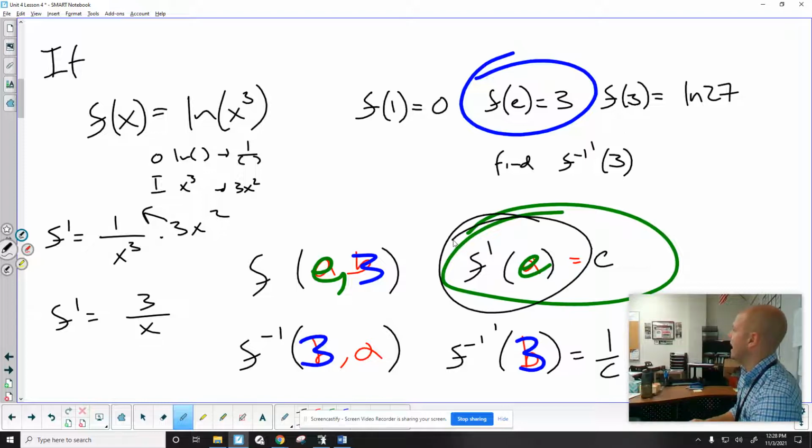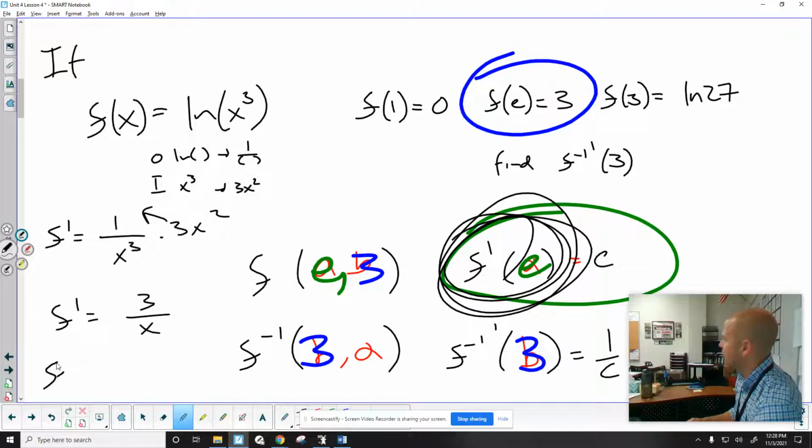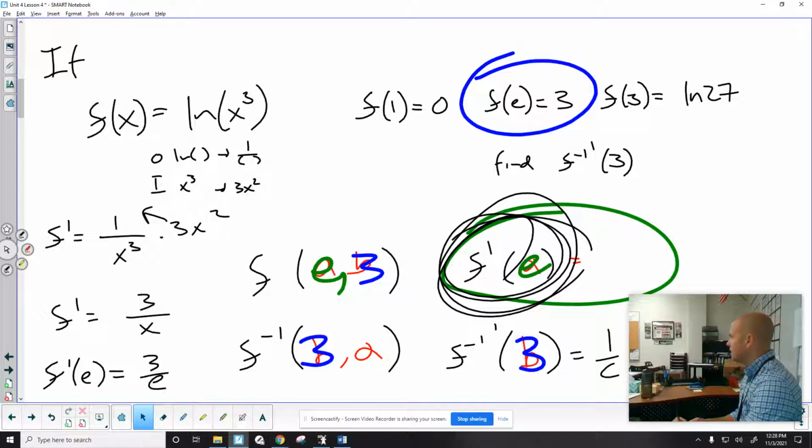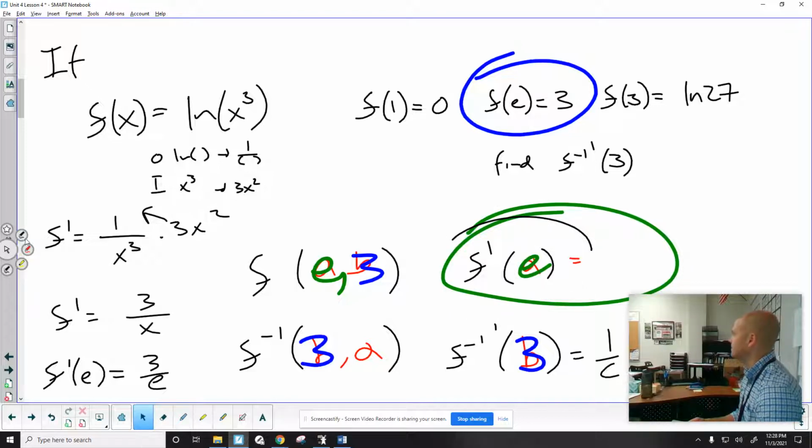I need to find f prime of e. F prime of e is 3 over e. That's not my answer. That's f prime of e. I want f inverse prime of 3. Well, it's just going to be this flipped.